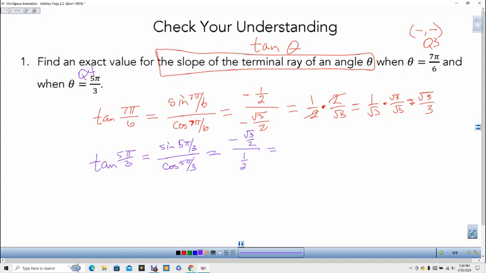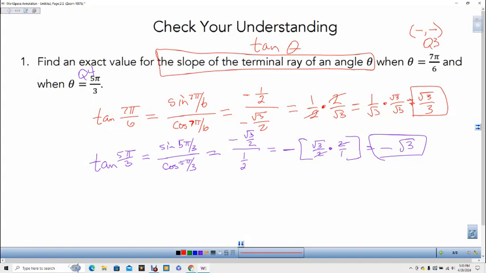All right, so now we can do our division. Negative divided by a positive is going to give us a negative value. And then we've got the square root of 3 over 2 times, keep, change, flip, 2 over 1. The 2's cancel out. And we're going to end up with negative square root of 3 over 1, which is just negative square root of 3. So there's that slope of the terminal ray.